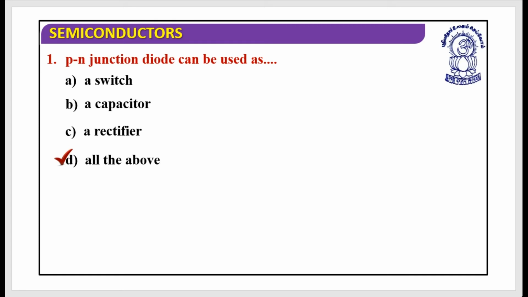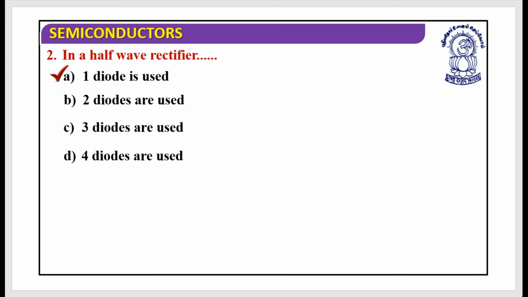Let's have a look at certain quick questions. A PN junction diode can be used as a switch? Yes. A capacitor? Yes. A rectifier? Yes. All of the above? Yes. Great. Let's look at the next question. In a half wave rectifier, one diode is used. Yes, this is absolutely correct. The others are all incorrect options.